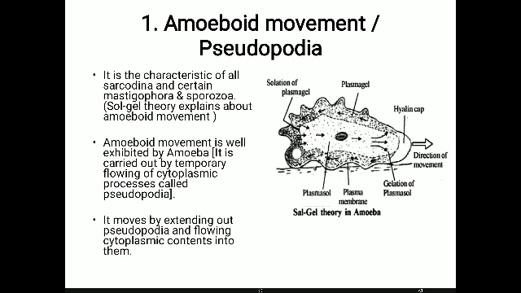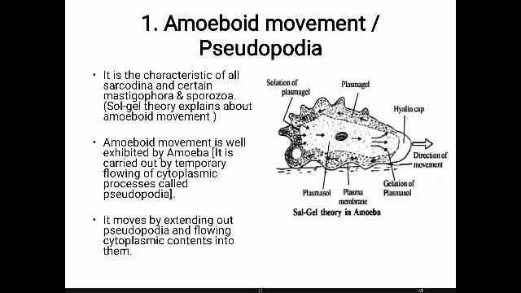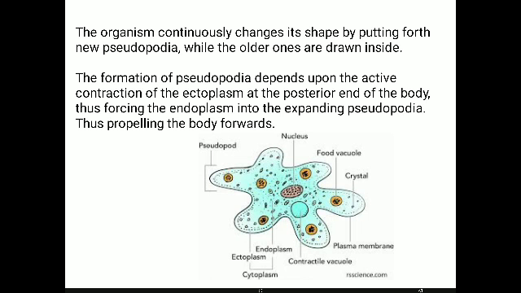It is carried out by a temporary flowing of cytoplasmic process called pseudopodia. It moves by extending out pseudopodia and flowing the cytoplasmic content into the pseudopodia. Here you can see these cytoplasmic extensions, where you can see the pseudopodia. The organism continuously changes its position by putting forth new pseudopodia, while the older ones are drawn inside.